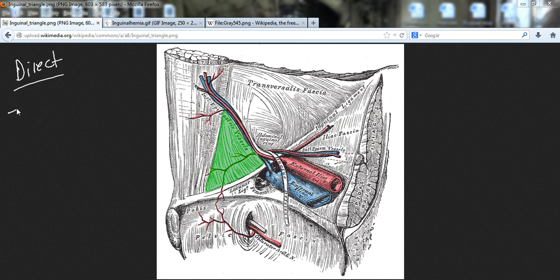Direct hernias always bring about the word Hesselbach's triangle. What is Hesselbach's triangle? Well, it's going to be an anatomic area in the form of a triangle. Now it's shaded in green here. I really like this image.